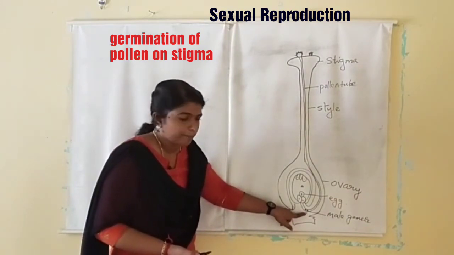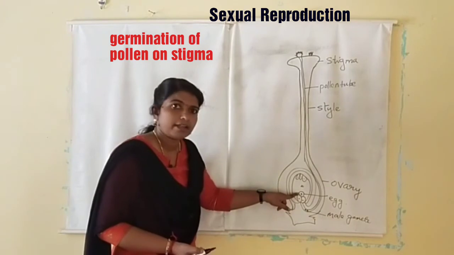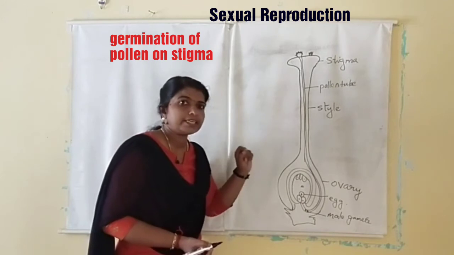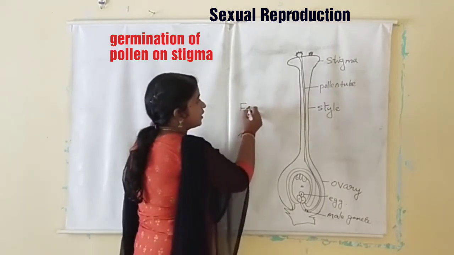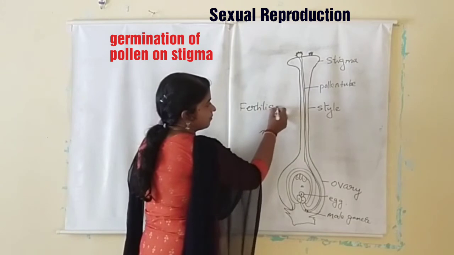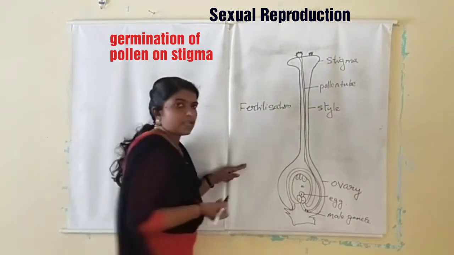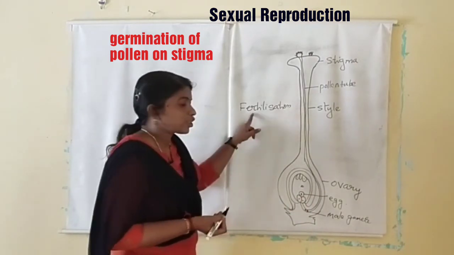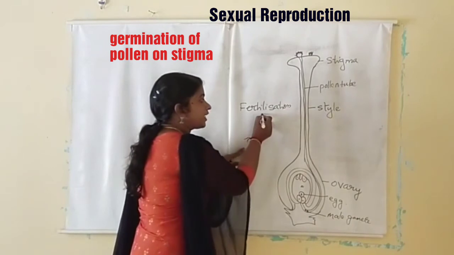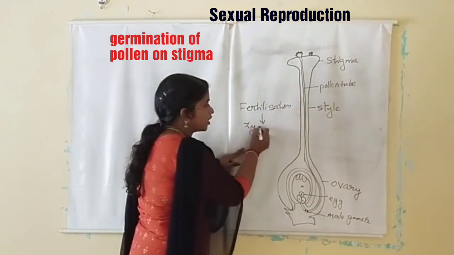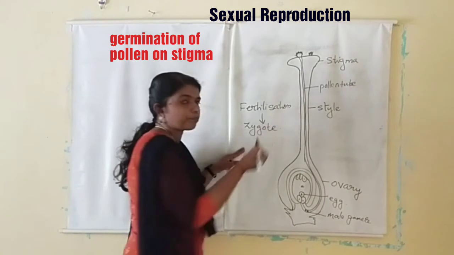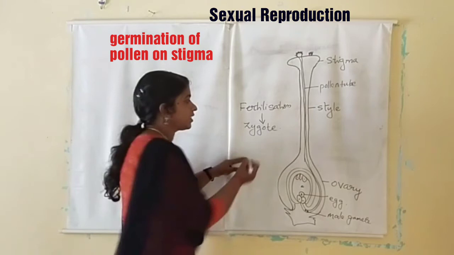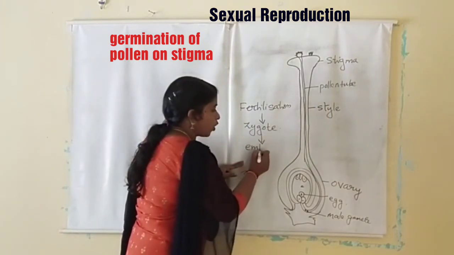One of the male gametes fuses with the egg. And this fusion of male and female gamete is known as fertilization. This fertilization results in the formation of the zygote. This zygote undergoes continuous division and it produces the embryo.